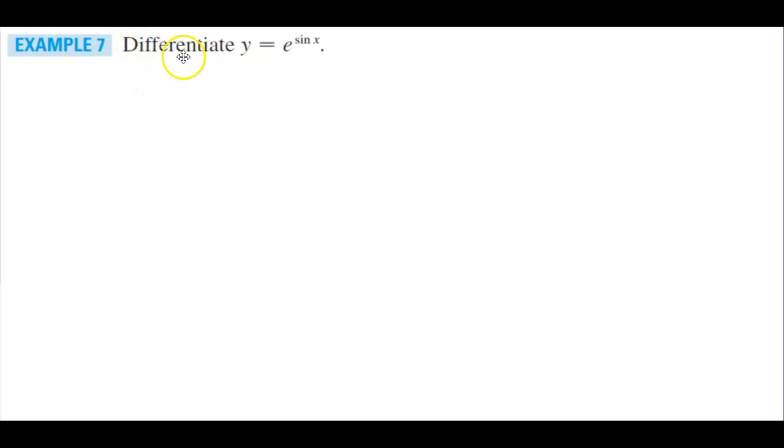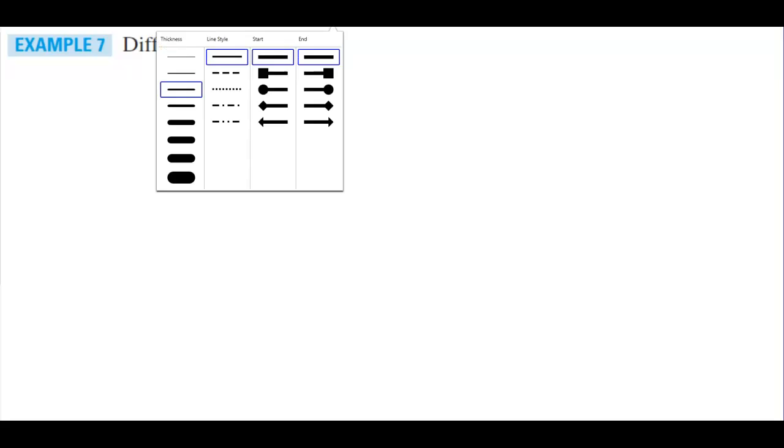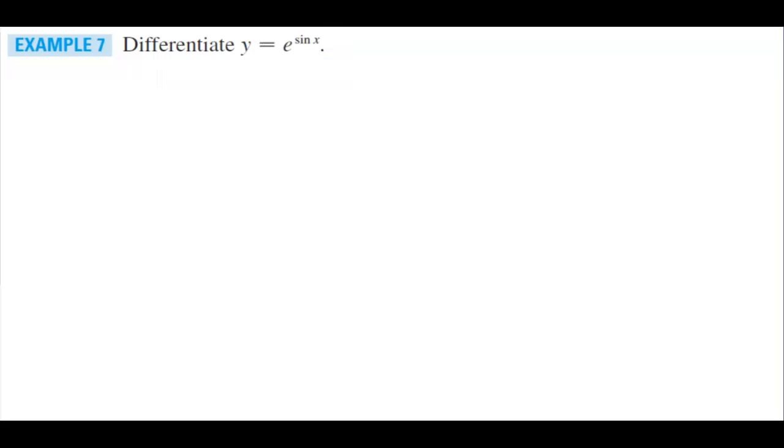So in example 7, we're going to differentiate y is equal to e to the sine of x. Okay, so we first need to identify what is the inner function and what is the outer function. So we can say that the inner function is g of x, which is equal to the sine of x.